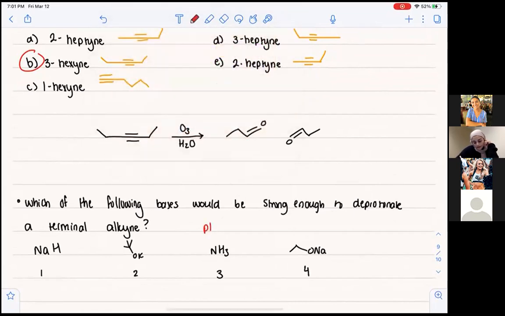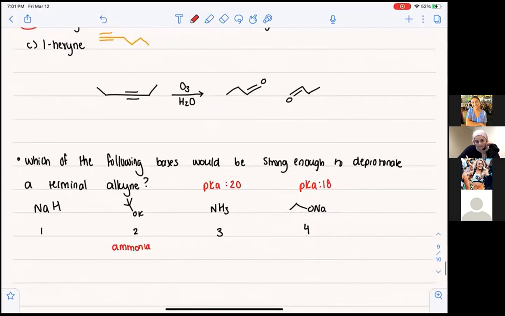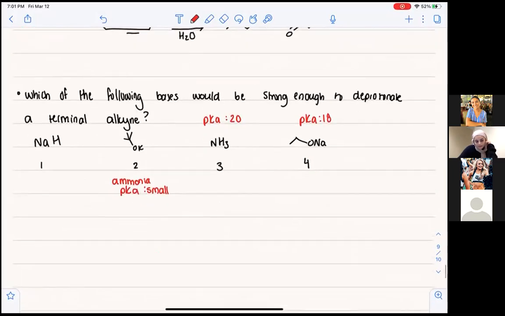Here we have a pKa of 20. Here we have a pKa of 18. This is ammonia. Is that ammonia? The pKa is small. So this obviously is the answer because I told you guys earlier, and it's because it has a good pKa.